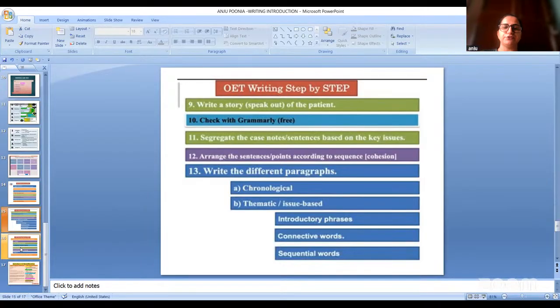So write the different paragraphs. A is chronologically, B is thematic, issue based. Chronologically means some relevant case notes are mentioned according to the date. Okay, the patient is admitted, this date is happening. So it's chronological. Patient admitted on this date, and on this date we need to do it, most of the case notes mention the date. So chronologically we need to mention that.